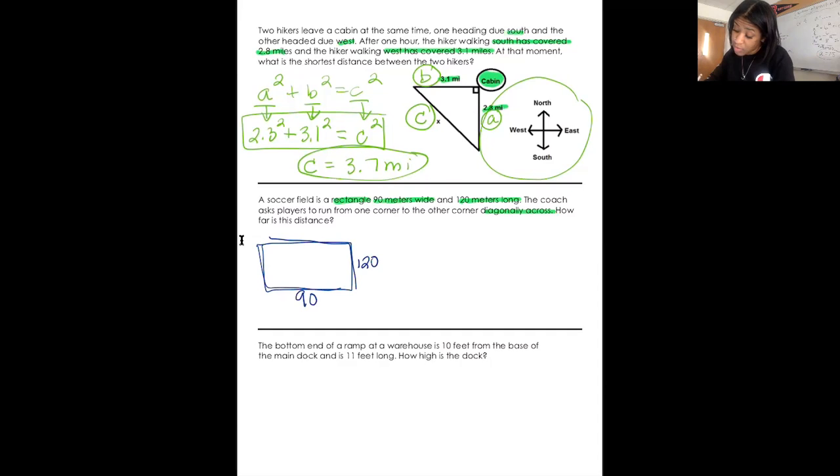And now the coach wants to know how far is the diagonal distance across. If you run from one corner to the next corner, how far is it? Okay. So we broke a rectangle down to 2 triangles.